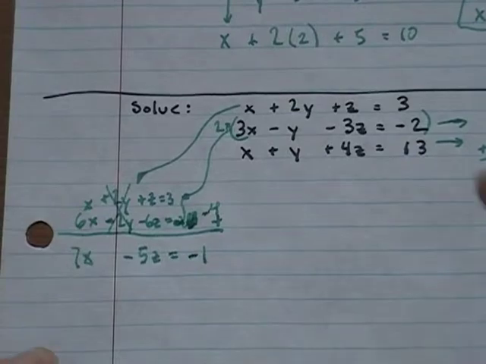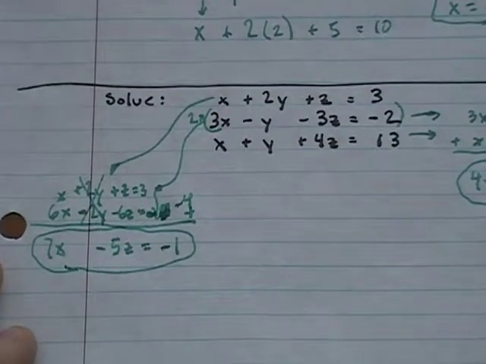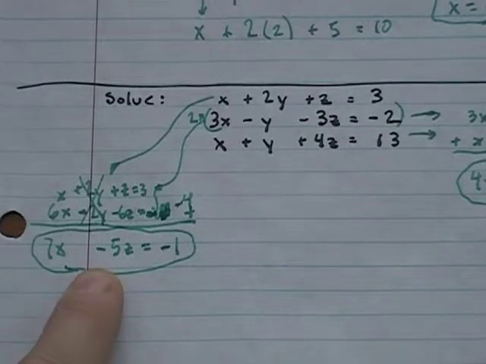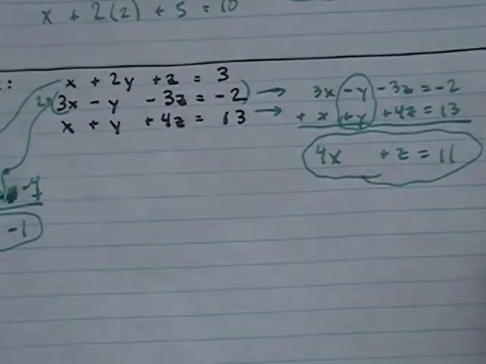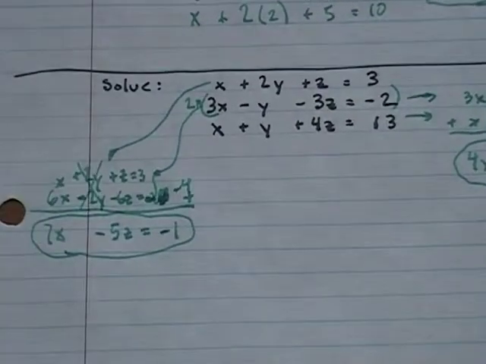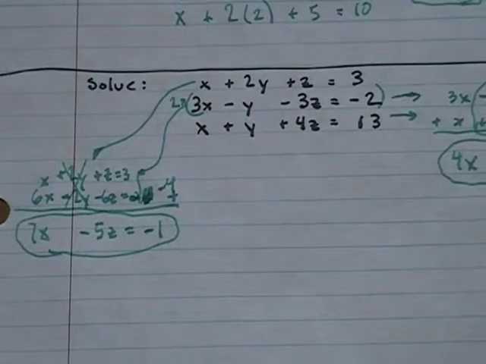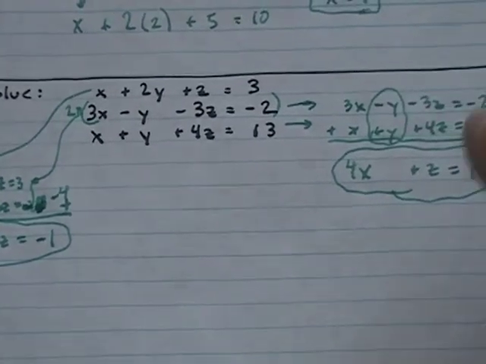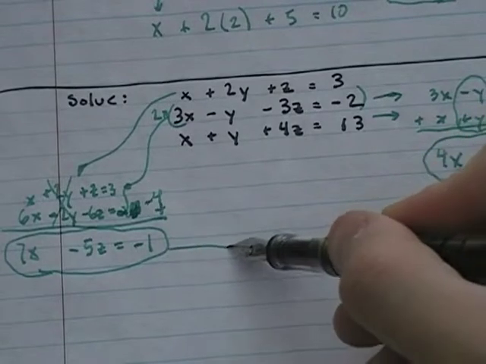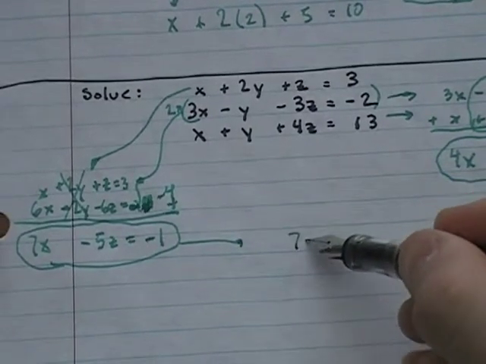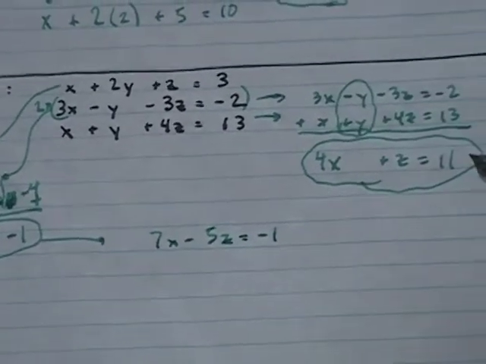And so now I have a second equation with two variables. This one has two variables, and this one has two variables. And now I'm going to take these two and put them together to make an equation that has one variable. The easiest one I see to eliminate is z, because I've got a plus 1z. It's really easy to multiply. So I'm going to take this one and just copy it. So I get 7x minus 5z equals negative 1.